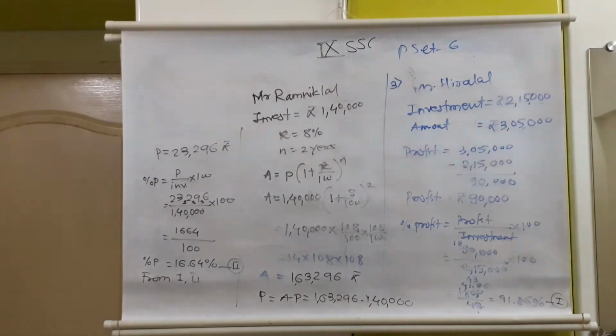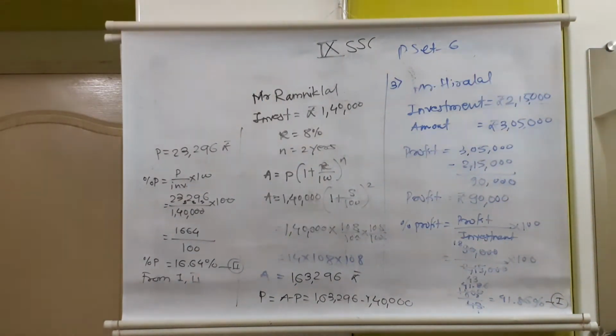For Mr. Hira Lal, he invested 2,15,000. He got back 90,000 rupees after 2 years, and his percentage profit is 41.86%. For Mr. Ramnik Lal, he invested 1,40,000 rupees. He got back 1,63,296. The additional amount he received here is 23,296. On 2,15,000, 90,000 is the return, and on 1,40,000, 23,296 is the return. We will convert into percentage profit.